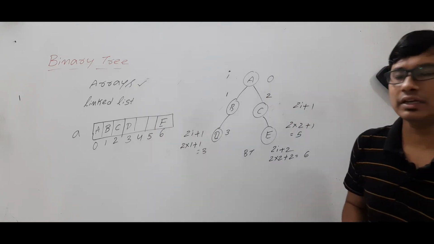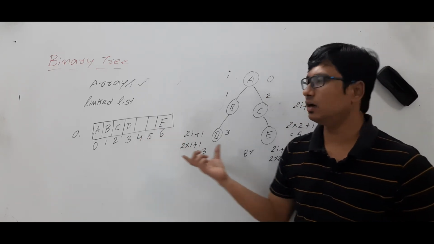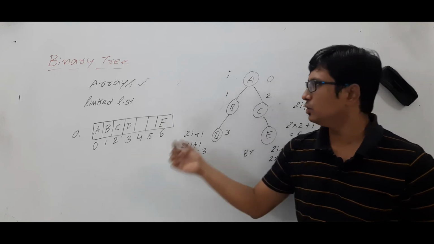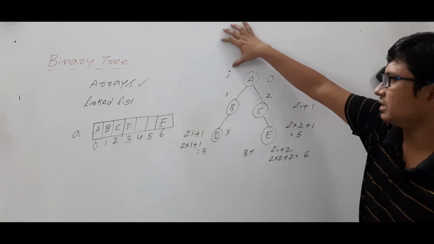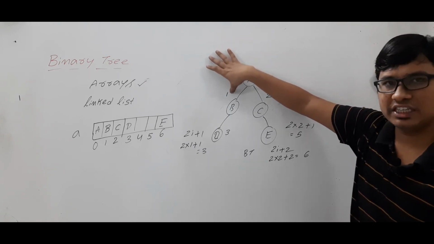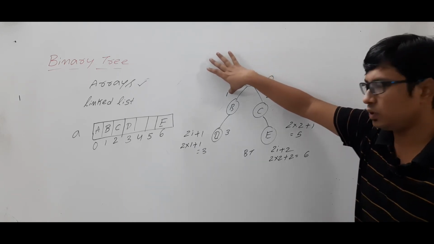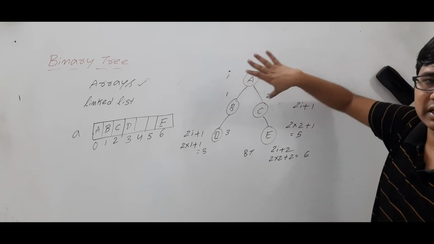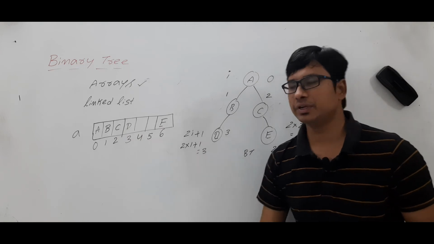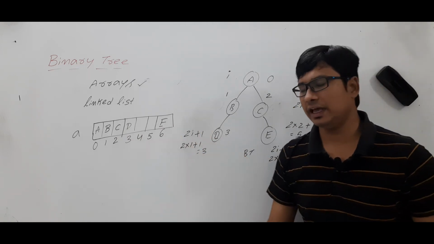So this is the way we will represent the binary tree using the one-dimensional array. You have to simply remember one point. If the parent node is at the index i, its left child will be there at index 2i plus 1, and right child will be there at the index called 2i plus 2. Then easily you can represent the binary tree using the arrays.